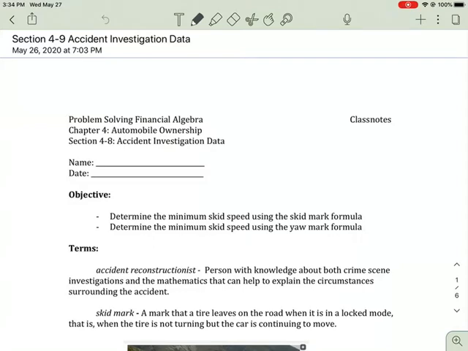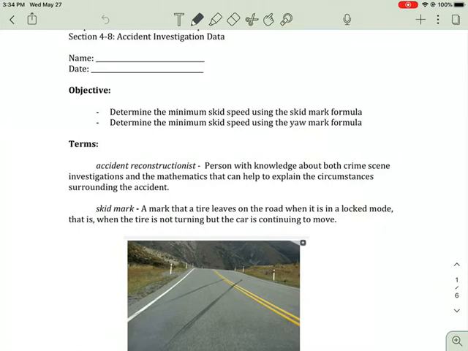First of all, there is a person who does this for a living, and that's called an accident reconstructionist. This is a person with knowledge about both crime scene forensics and mathematics, and they help explain the circumstances surrounding an accident.